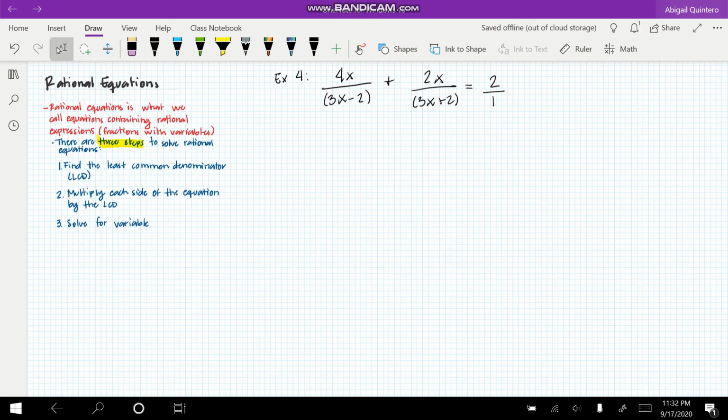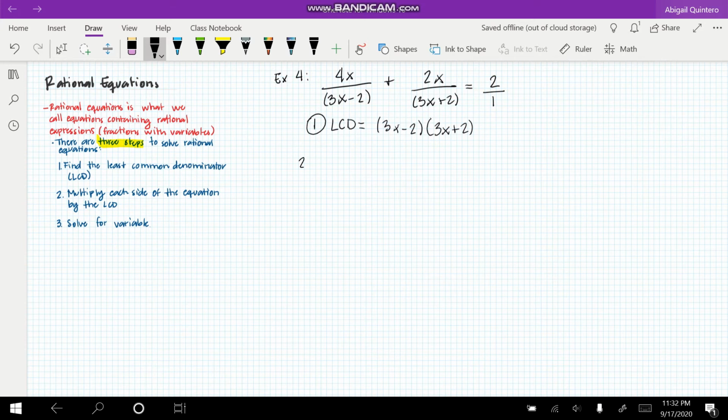So LCD, remember I told you that if we have an addition or subtraction in the denominators, and we don't have the same denominators or anything in common, our LCD is just going to be the product of the different denominators. So in this case, it'll be 3x minus 2 times 3x plus 2. And then times 1, but again, I'm not going to include the 1 because that's not really going to change the LCD, right? So just 3x minus 2 times 3x plus 2.